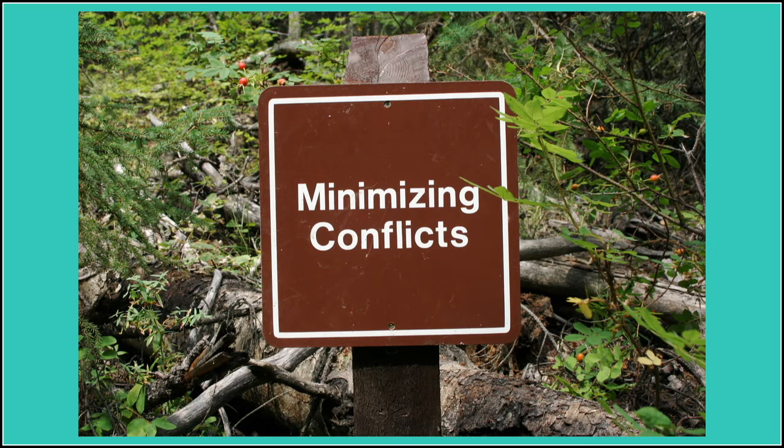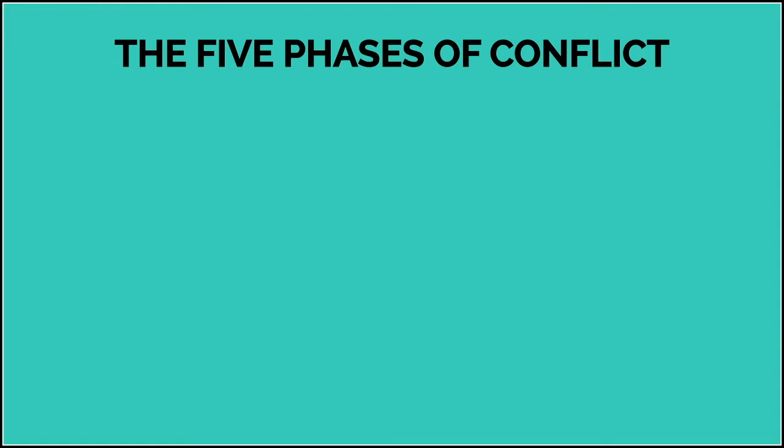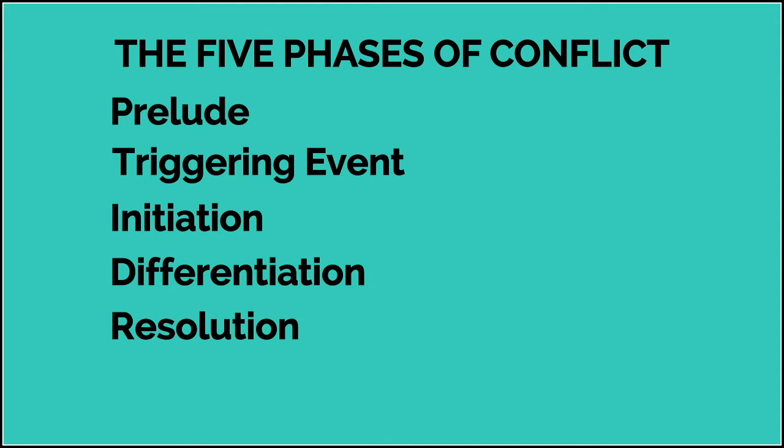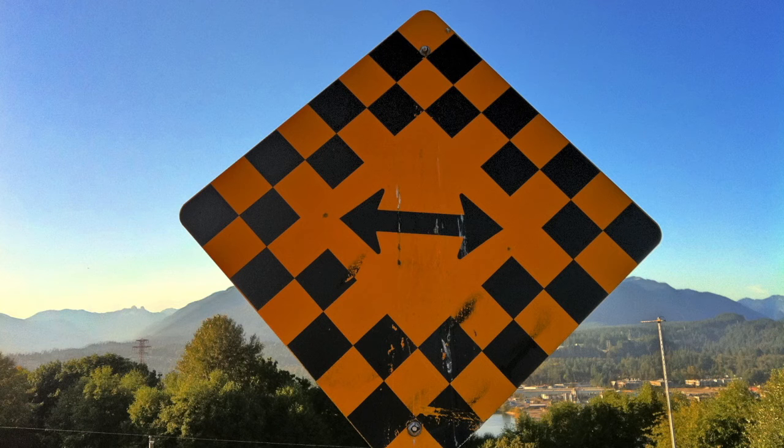You learn about the different types of conflict, such as structural, relational, or interactional. Five phases of conflict are examined, including prelude, triggering event, initiation, differentiation, and resolution. Understanding the phases helps you to take a step back from a conflict situation to determine how to make better choices that enhance interpersonal communication instead of further fuel conflict.